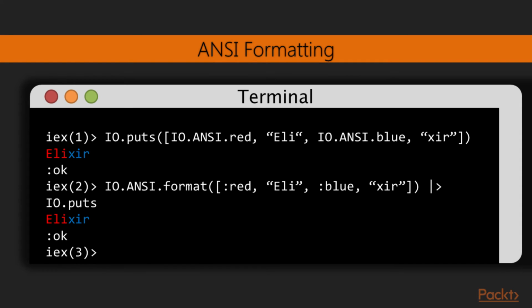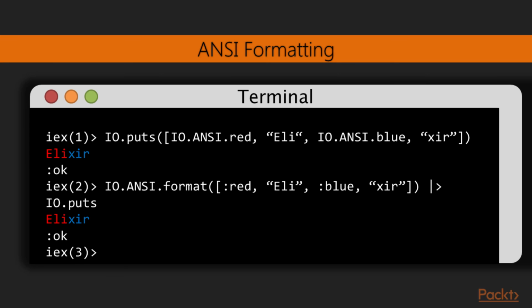We can use the io.puts function and pass it an array of strings to output, interleaved with the io.ANSI calls. We can use the io.ANSI red function to make the terminal display red text, followed by the string Le, and then change it again to display blue text, followed by the string Elixir. This outputs Elixir with some fancy colors. We can also use the io.ANSI format function to write these state changes as atoms, and then pass the output of this function to the io.puts function, yielding the same outcome.